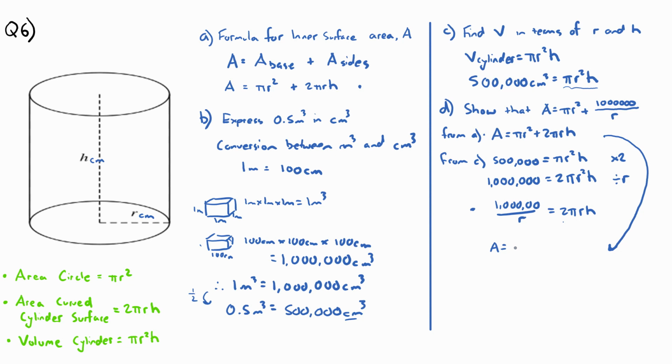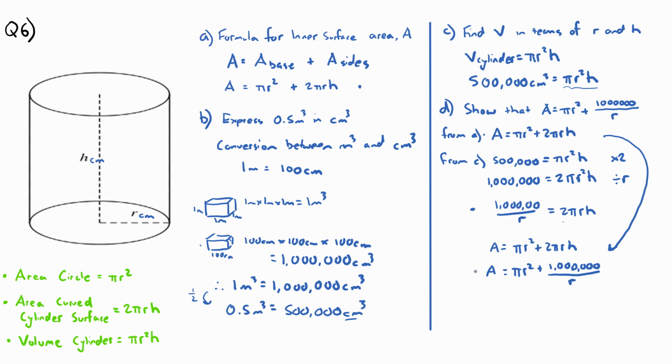If I was to now bring this equation down, area equals pi r squared plus 2 pi r h. Let's have a look at the right hand term, 2 pi r h. Well, I know that 2 pi r h is equal to 1 million on r. So instead of writing 2 pi r h, I could sub in what it is equal to, which is 1 million on r. And we have now got to the equation that we were meaning to initially show. Area equals pi r squared plus 1 million on r.